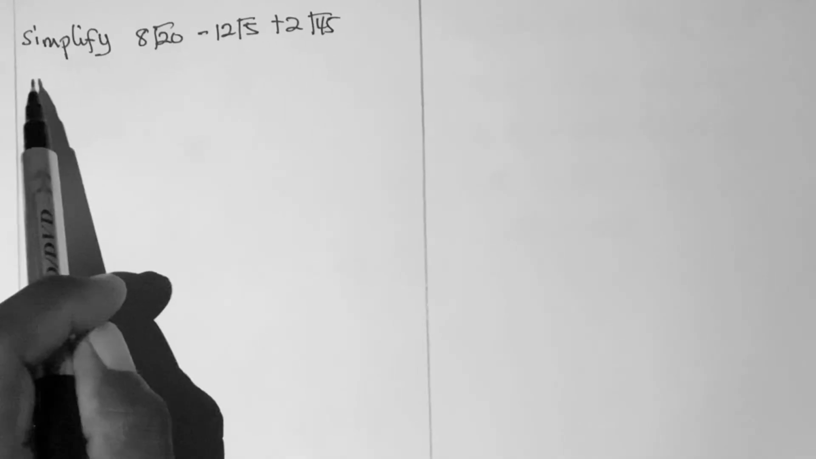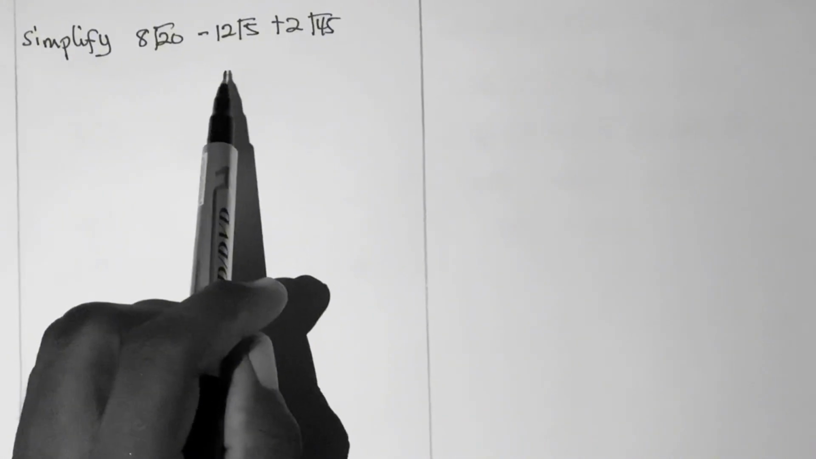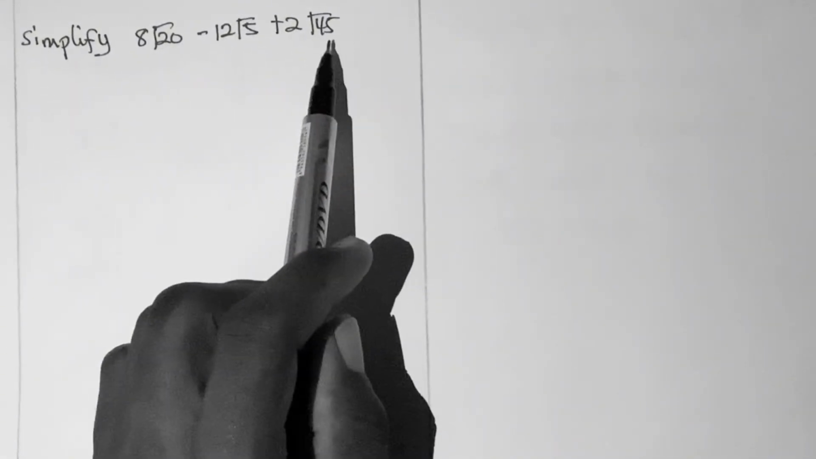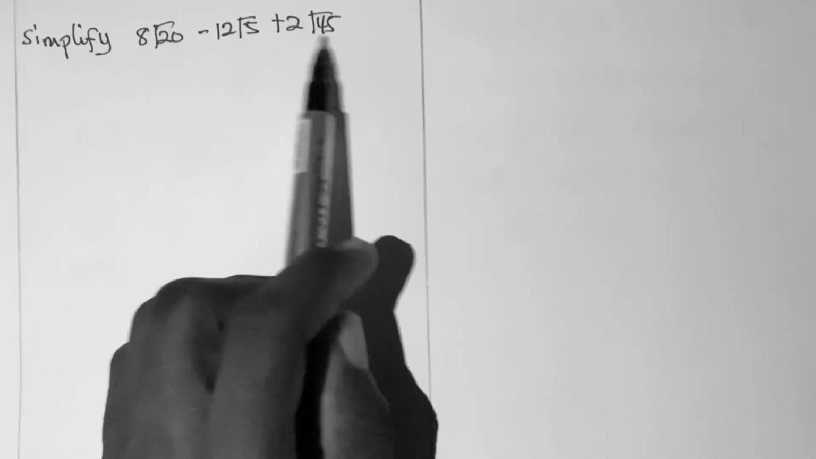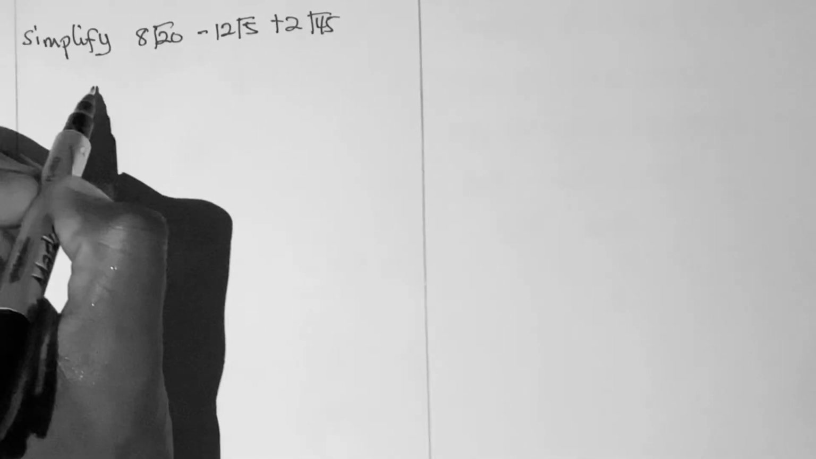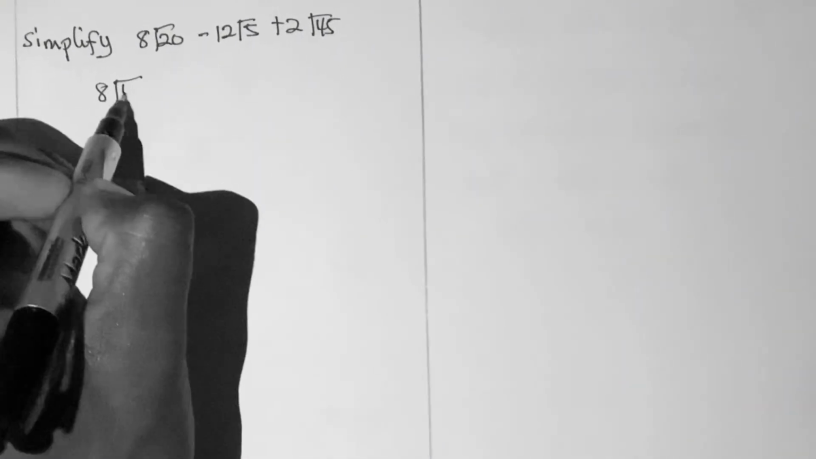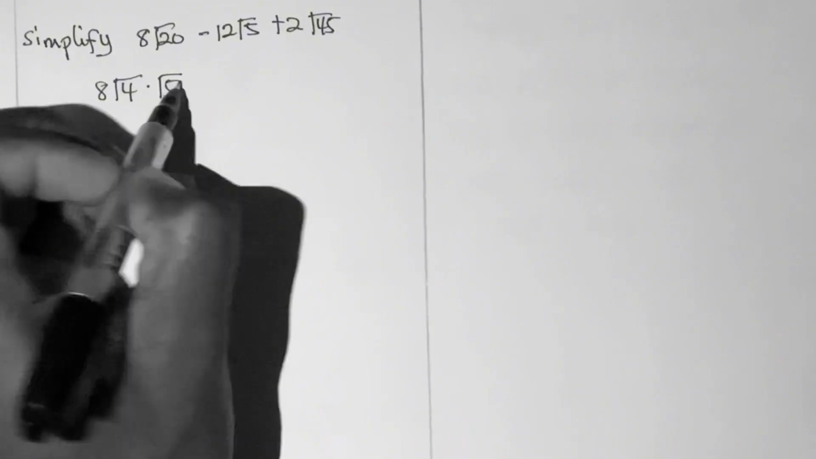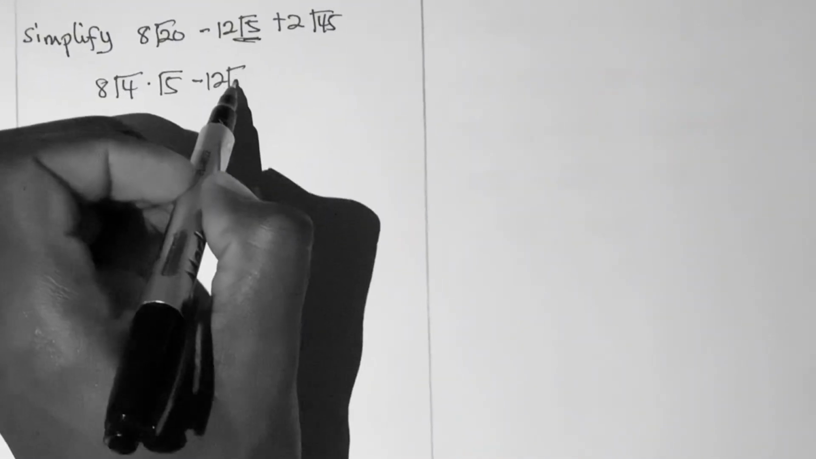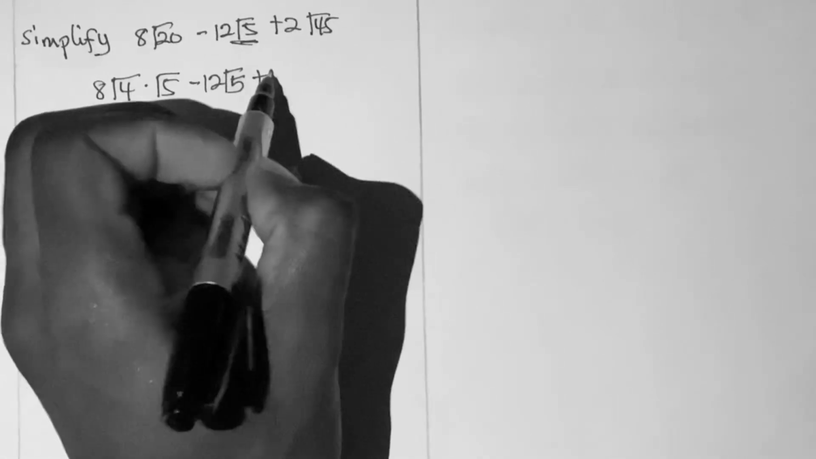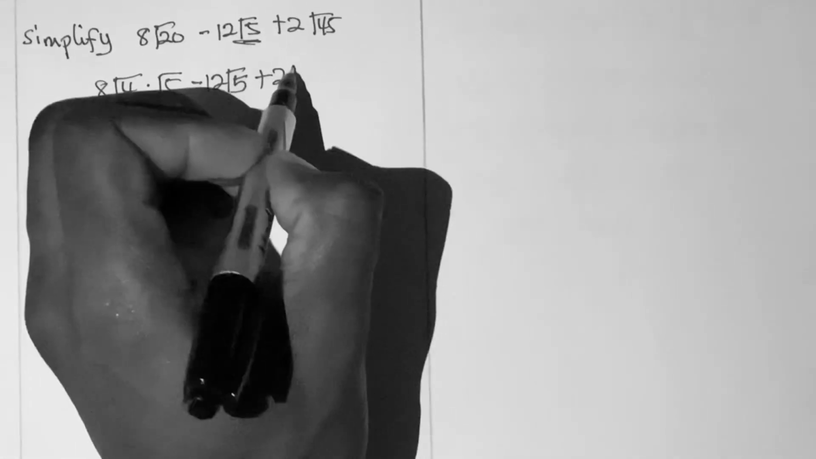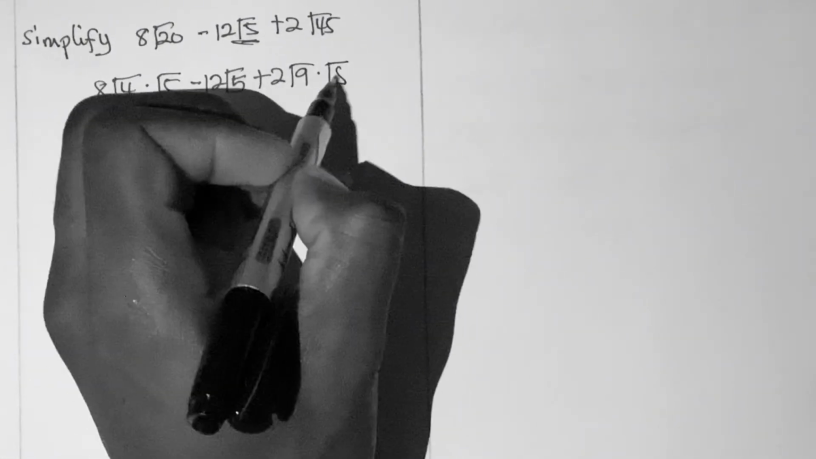So we are supposed to simplify 8 root 20 minus 12 root 5 plus 2 root 45. Just as we established earlier on, when you get it like this, reduce the square roots into their simplest forms. So 20 is the same as 4 times 5. So this becomes 8 times root 4 times root 5. Then minus 12 root 5, which is already in its simplest form. Then plus 2 times, now 45 is the same as 9 times 5, so square root of 9 times square root of 5.